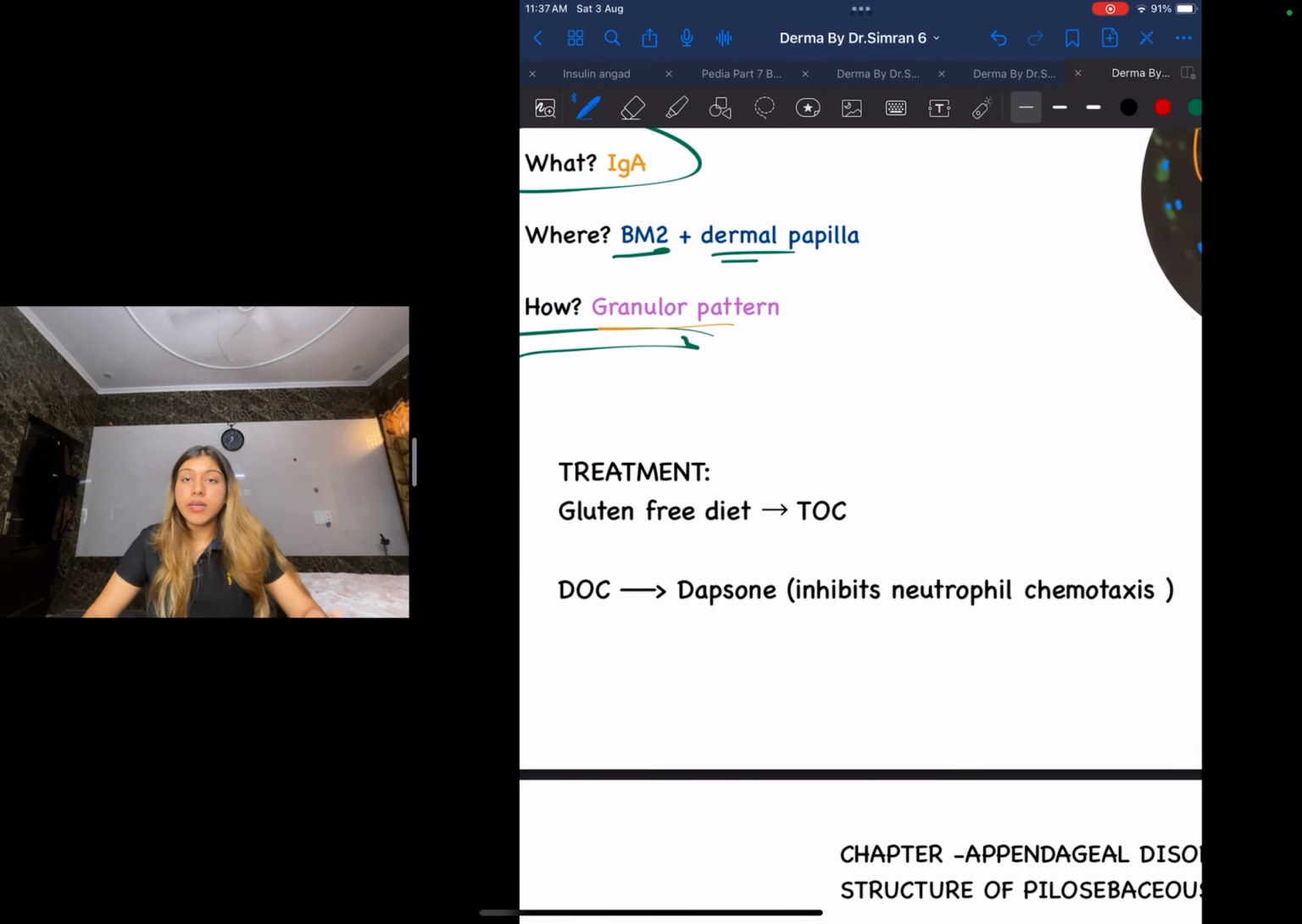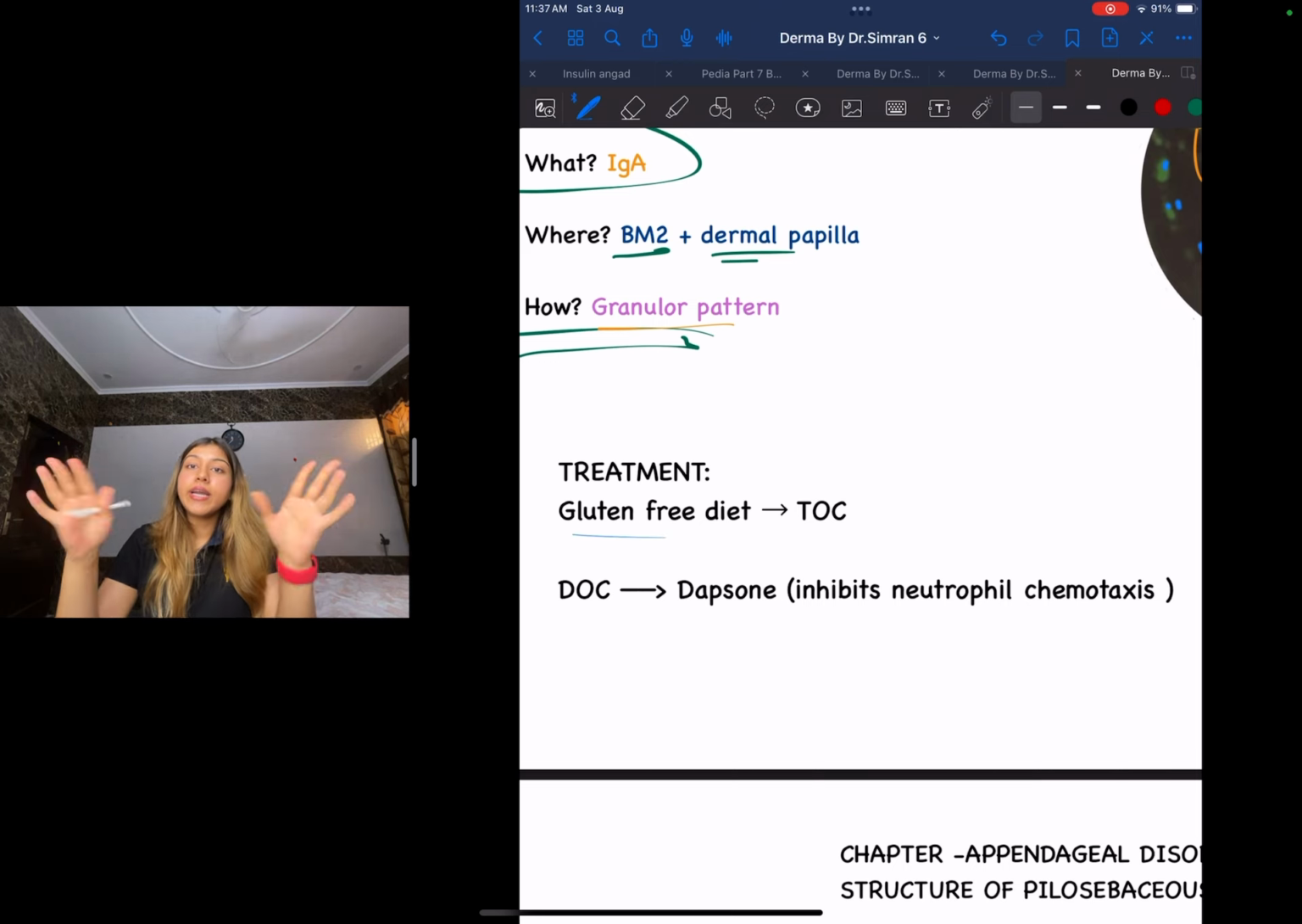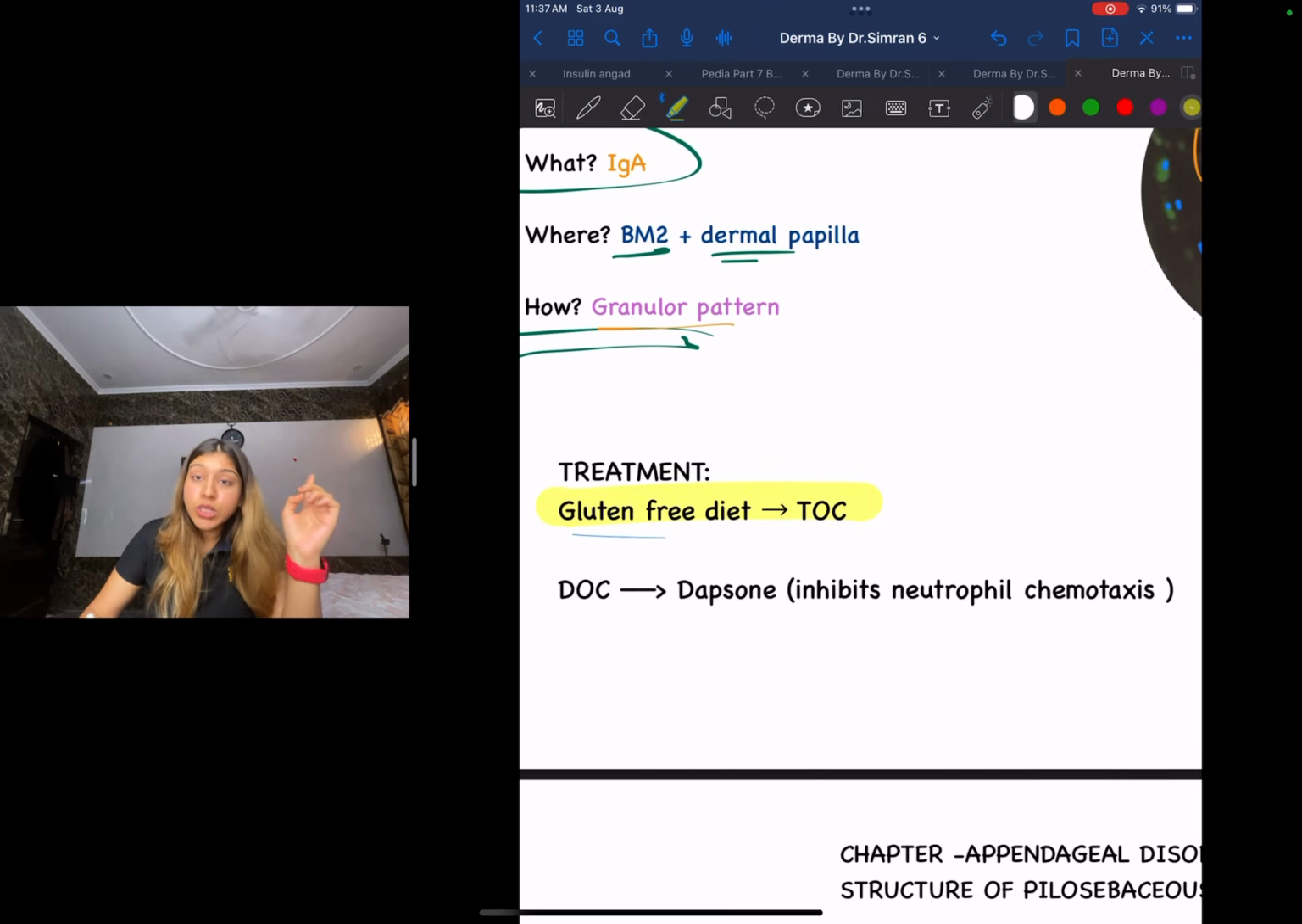So what is the treatment? Now we already know that dermatitis herpetiformis is associated with celiac sprue, and celiac sprue is basically gluten sensitivity. So what will I do? I will give this patient a gluten-free diet. This is going to be the treatment of choice. If they ask you what the treatment of choice is: gluten-free diet.